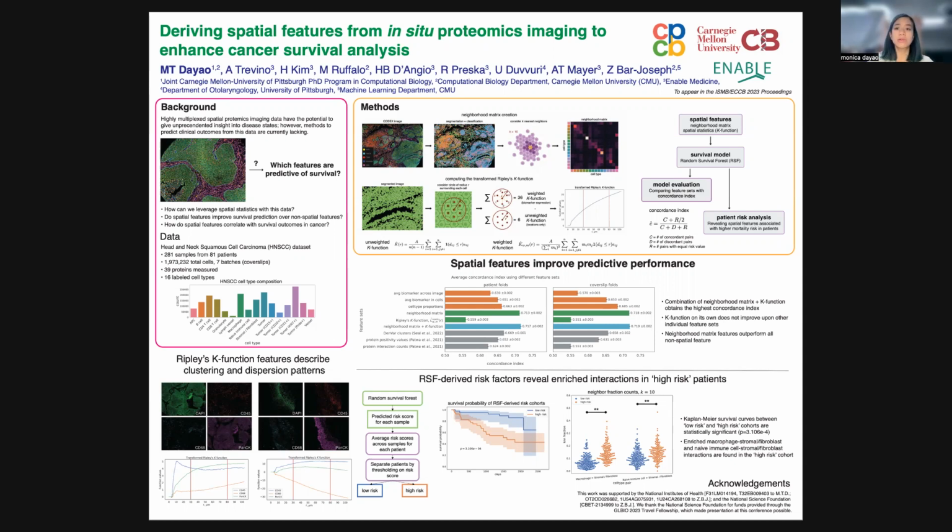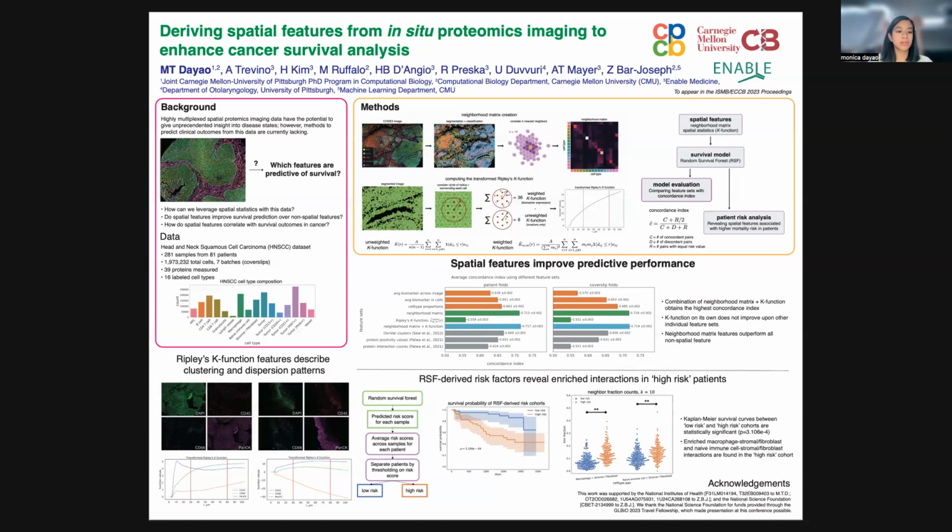And so in this work, we want to investigate what features from this data we can extract that are predictive of survival. And more specifically, can we use methods such as spatial statistics to investigate this? And how do these features correlate with survival outcomes in cancer?